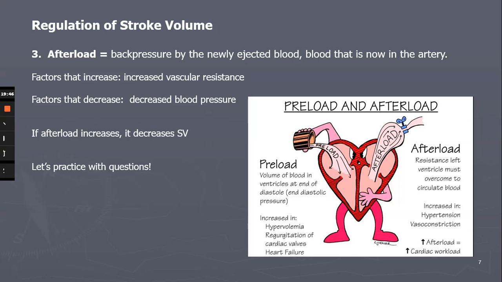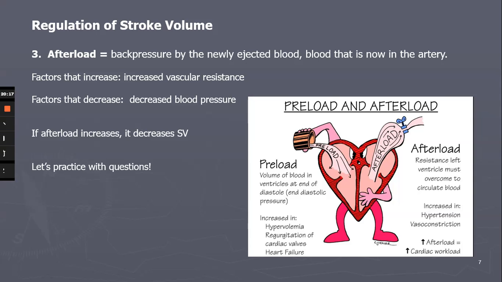Okay? Now, that newly ejected blood that is now there in the aorta had to move blood that was already there, right? Because at no time is it ever going to be empty. So there's always going to be blood there. And so it had to move that blood to a different part in the blood vessel. So that is the afterload. It's the back pressure created by the newly ejected blood.